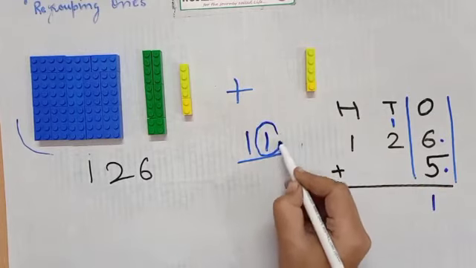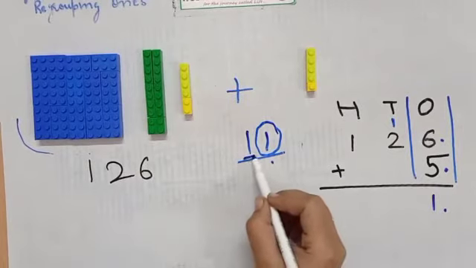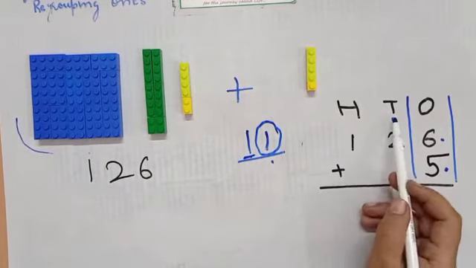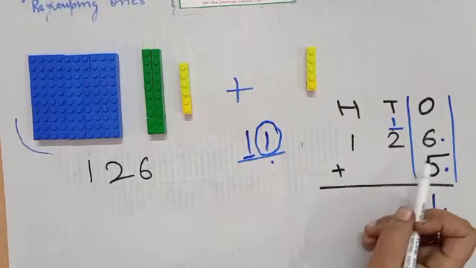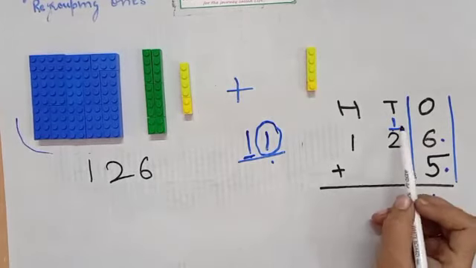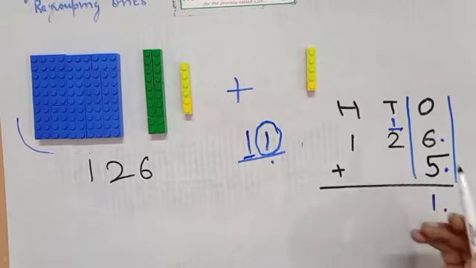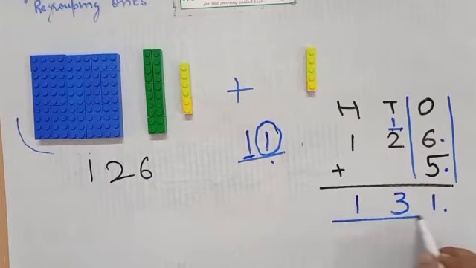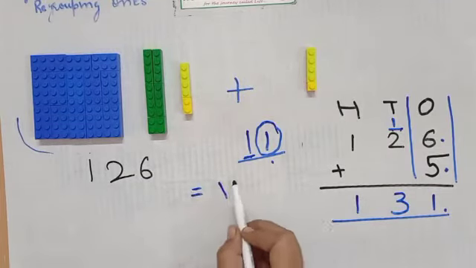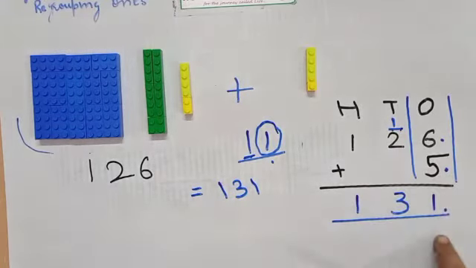So here 1 is in ones place, so we have to write it in ones place, and this other 1 is on tens place, so we have to write it below tens. Okay, then this is the regrouping of ones. We give the ten to the tens numbers. See, 1 plus 2 is 3, and we have to write 1 as it is. So we get the answer 131. After adding 126 and 5, we get the answer 131.